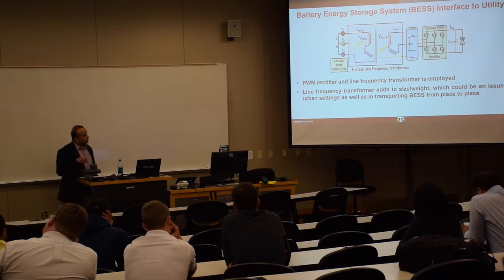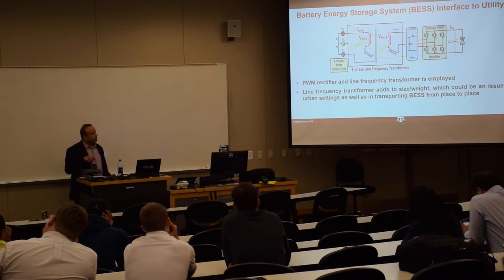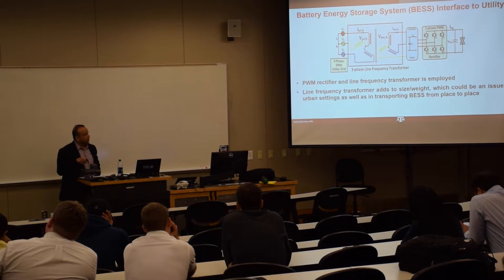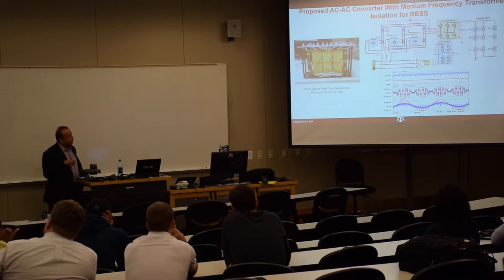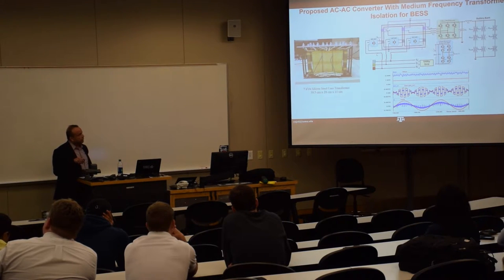In the battery energy storage system, once again, this is a conventional approach. You have a utility transformer, filter, and then possibly a three-phase PWM rectifier, which is charging or discharging the battery based on whatever the power system demands. So again, a line frequency transformer. Our approach has been to do very similar things. Instead of a wind energy system, now it's a battery.